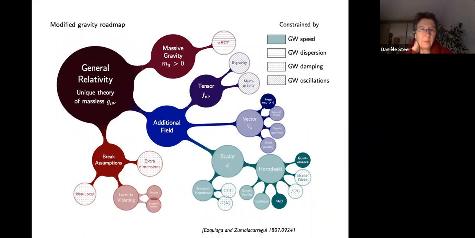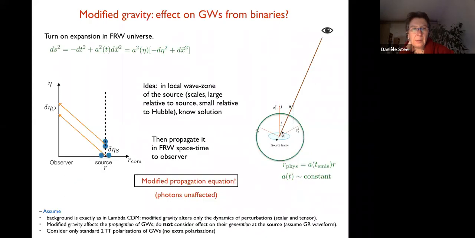Okay, here are some of the different possibilities for ways of modifying gravity: adding extra fields, which could be scalars, vectors, or tensors; adding a mass to the graviton; or you could have non-local theories, which some of the people in the audience I know are working on; or you could work in more than 4 dimensions. So there are lots of different theories. How can you at least try to test some of the general principles?